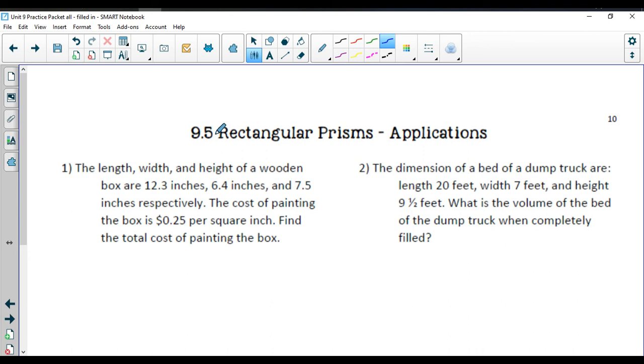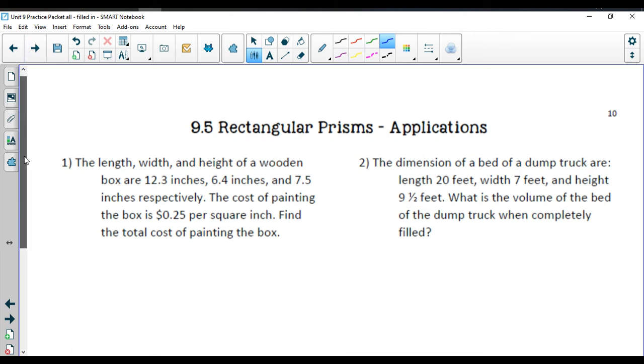Lesson 9.5 is Rectangular Prisms Applications. This is the practice packet starting on page number 10.